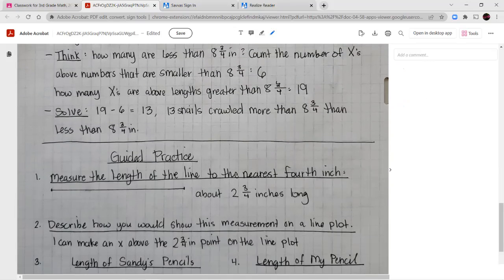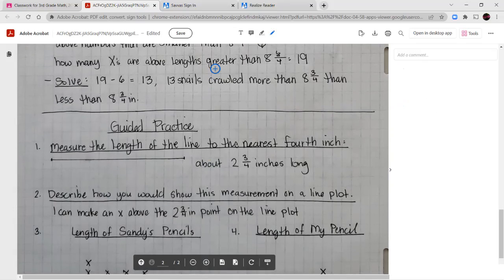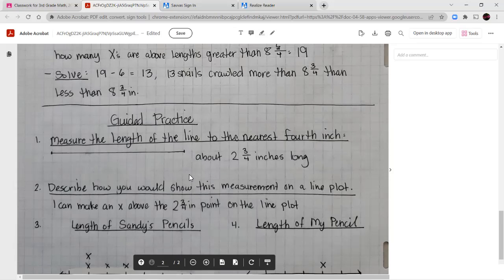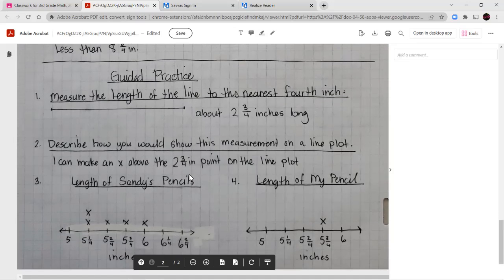All right, let's take a look at our notes in our guided practice. It says measure the length of the line to the nearest 1/4 inch. Now you're going to use your ruler and you're going to see this is about 2 3/4 inches long. Number 2 says describe how you would show this measurement on a line plot. So I can make an X above the 2 3/4 point on a line plot to represent this particular measurement.